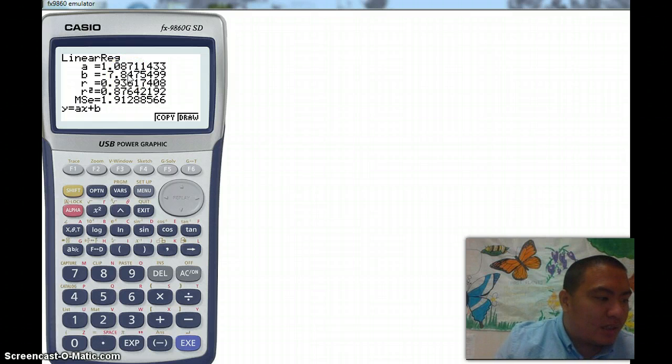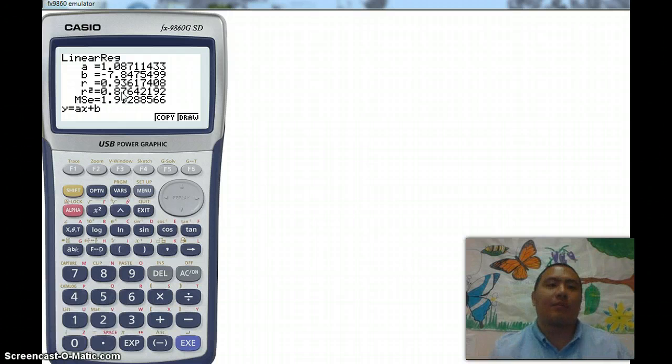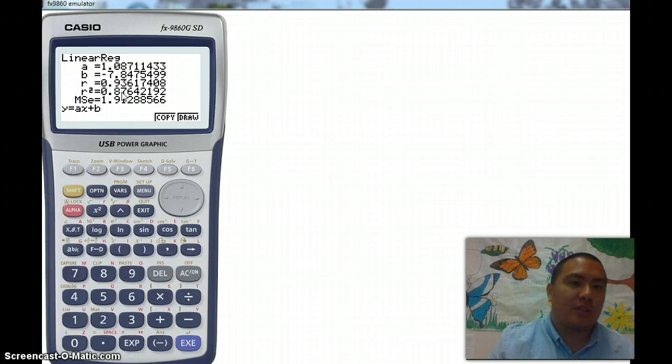What is the r value? The r value is 0.936, which means that it's not bad. It's pretty good, a good linear model. R squared is 0.87, which means it has 87% accuracy modeling, right? Like your line will give you 87% accuracy as to the real life situation.